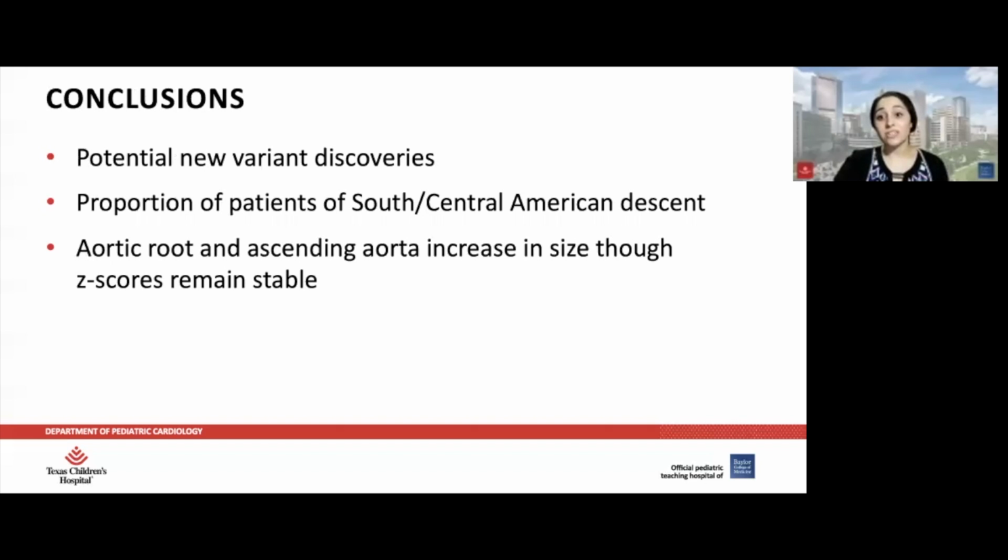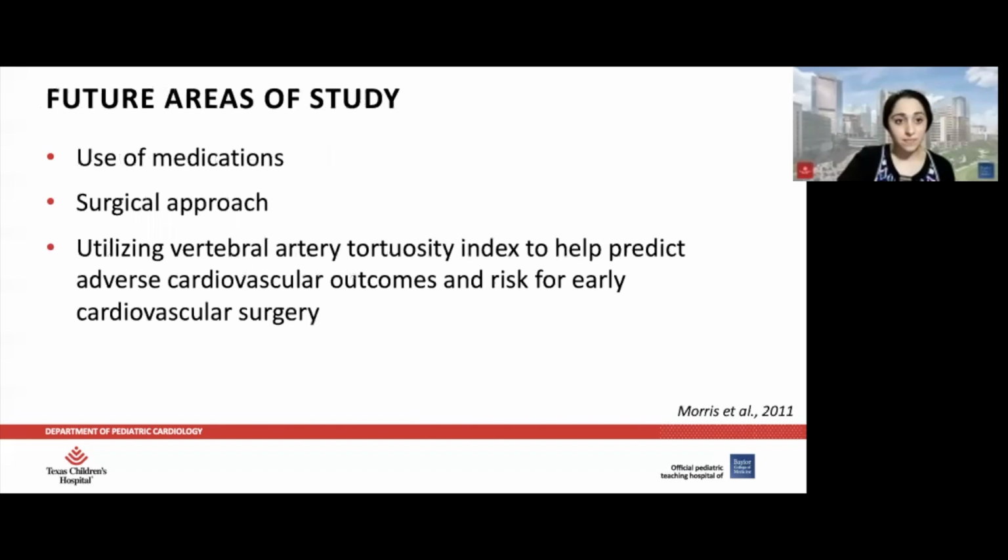However, in conclusion, our study has discovered potential new variants. It has shown from our findings that we did have a predominance of ATS in those with South and Central American descent. And it did demonstrate that although the aortic root and ascending aorta increase in size, their Z-scores remain relatively stable like other aortopathies. Future areas of study include assessing the role of medications and surgical approach in those with ATS, and also utilizing vertebral artery tortuosity index to help predict adverse cardiovascular outcomes and risk for early cardiovascular surgery.